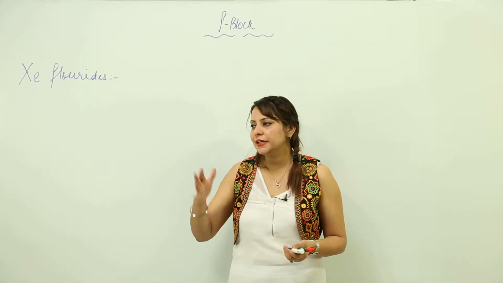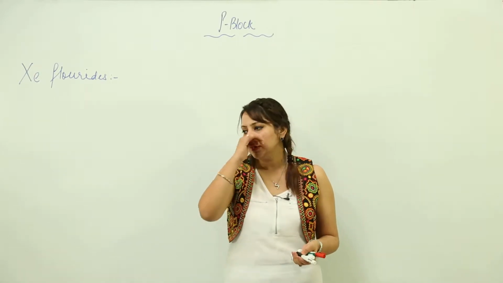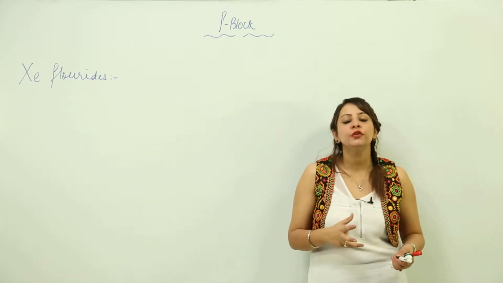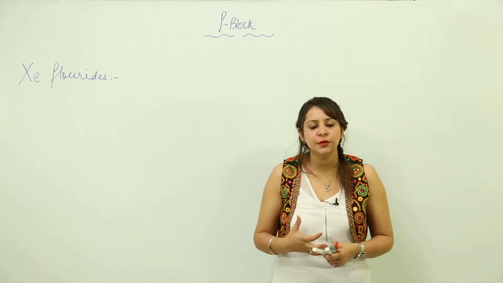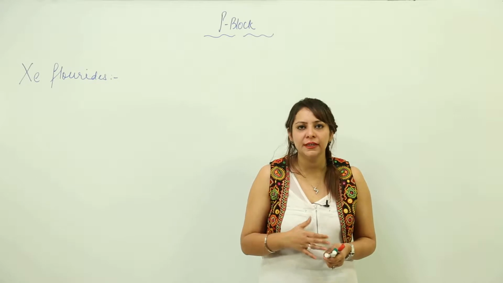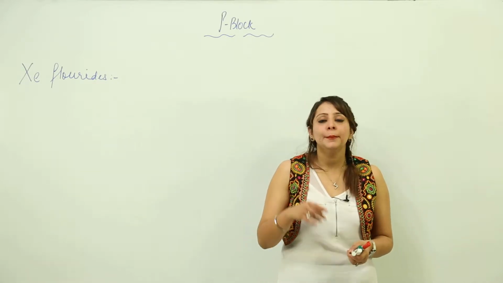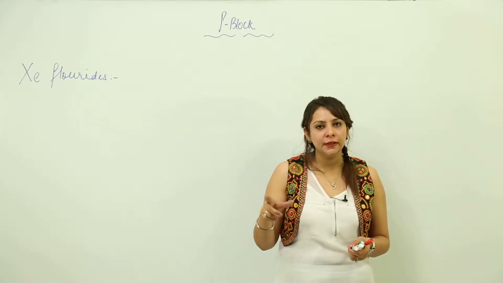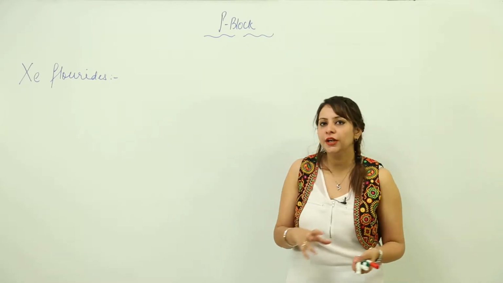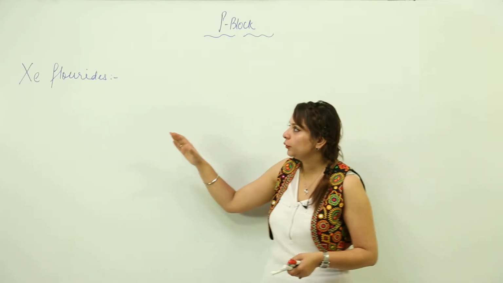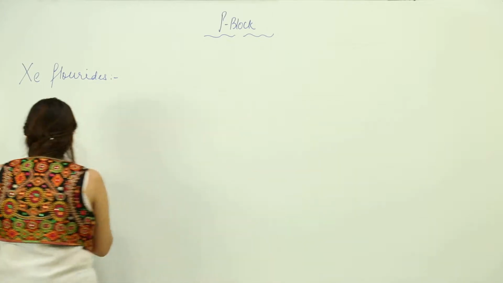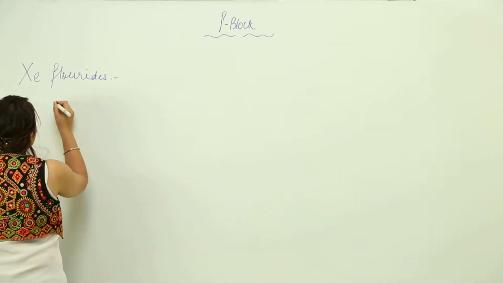As we all know, group 18 elements do not generally combine. They are less reactive, or you can say non-reactive, because their octet is complete and they have a stable electronic configuration. But still, xenon and krypton form certain compounds with fluorine and oxygen. So we are going to study that. We are going to study the xenon fluorides. So what happens in xenon fluorides?